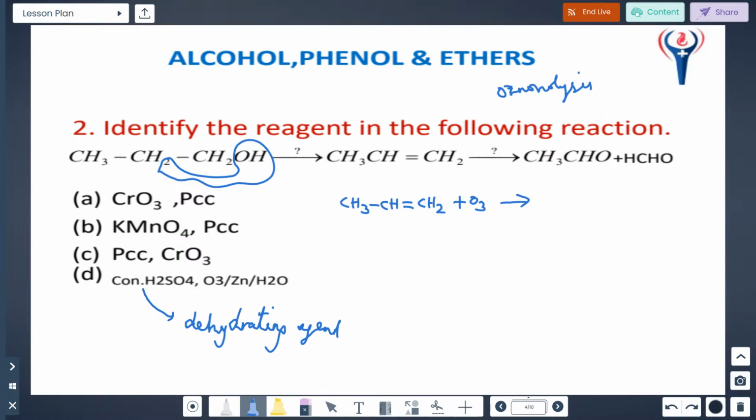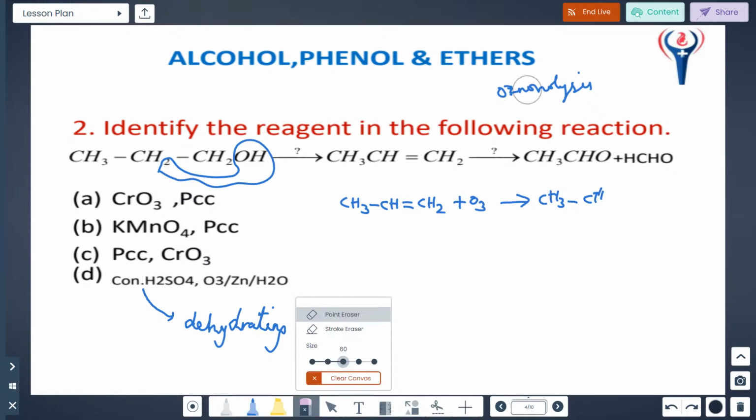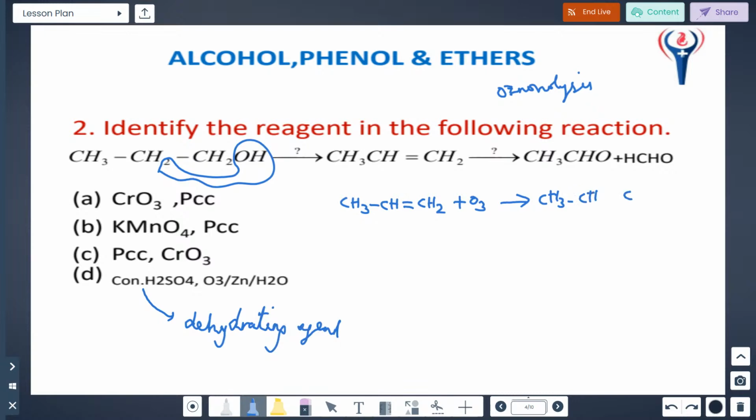Tell me. CH3. Understood? CH3, CH. Right. Here, the 3 oxygen atoms are going to add in between the 2 carbons. One oxygen I put on top, another 2 oxygen atoms I put down. Understood? Like this. This is called intermediate. One ozonide will be formed.